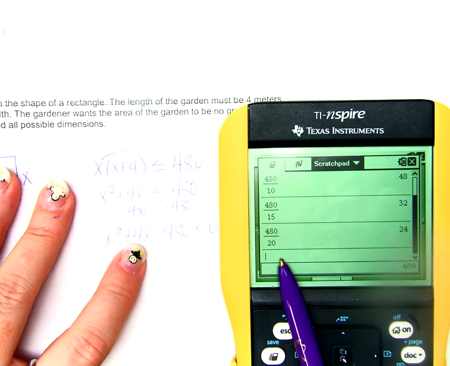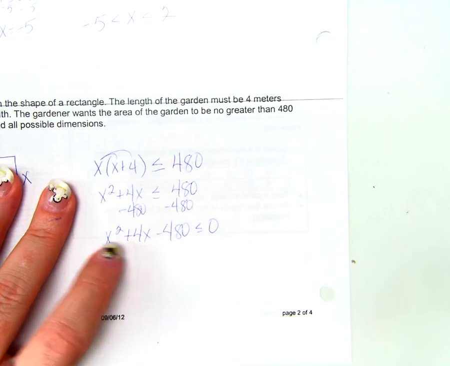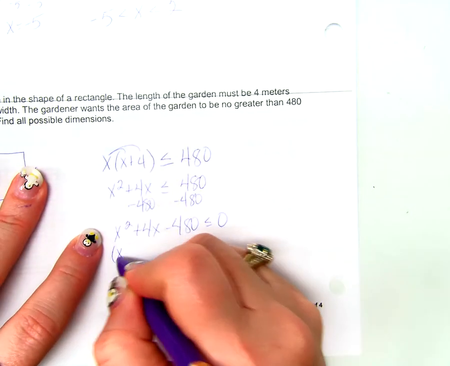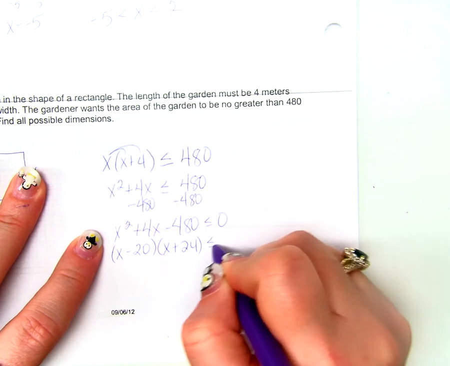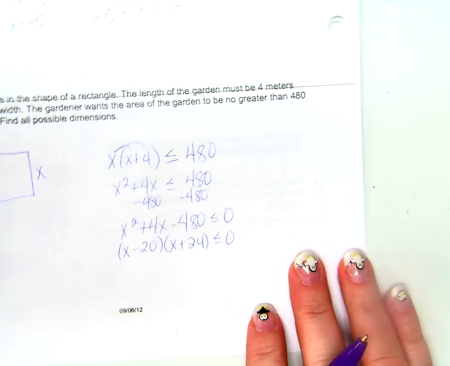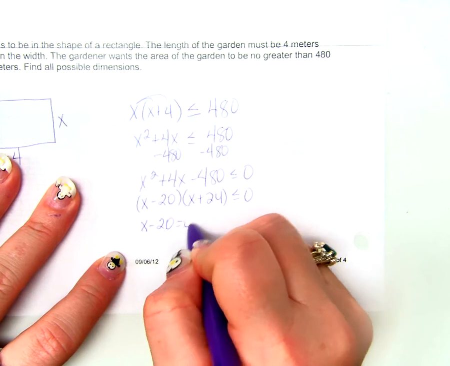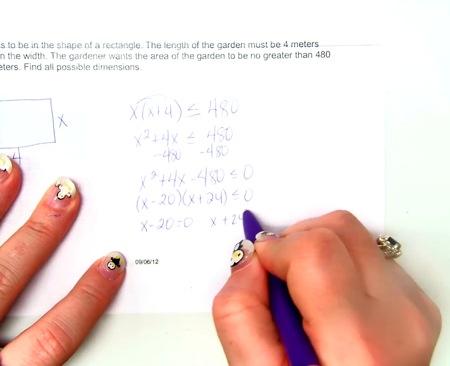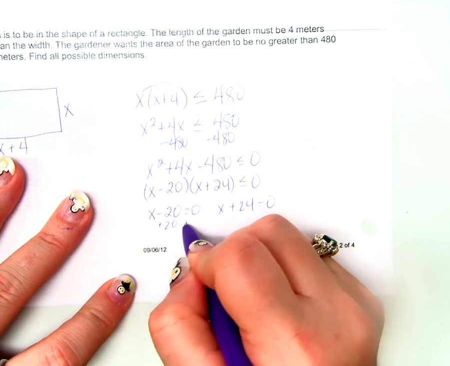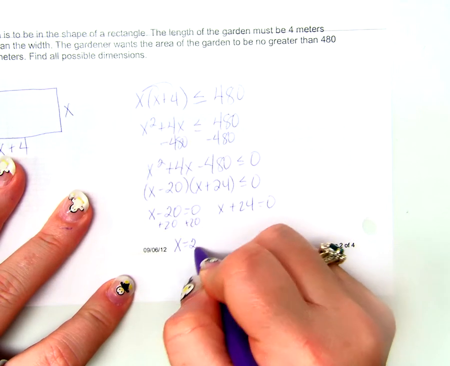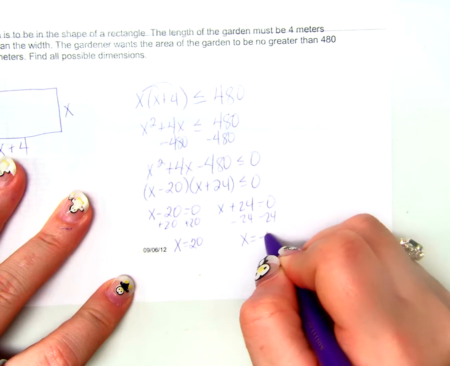So are these enough to give me a 4 when I combine them? So x minus 20 and x plus 24. Okay so far? So I have x minus 20 equals 0 and x plus 24 equals 0. I can add 20 to both sides and get x equals 20. I can subtract 24 from both sides and get x equals negative 24.